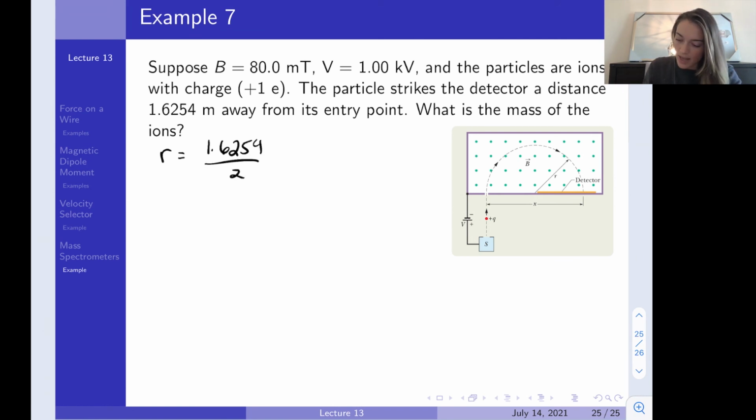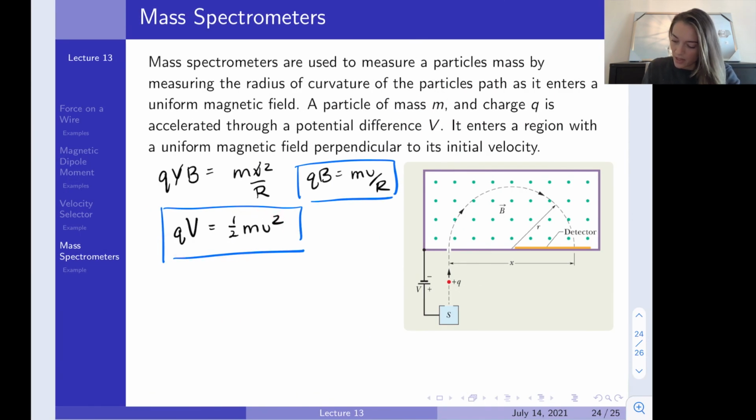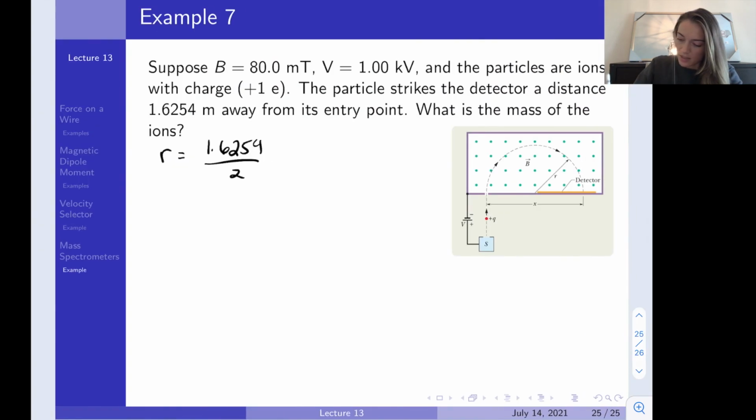So now let's look at our conservation of energy equation here. It's accelerated through some potential difference, and it has only kinetic energy when it gets here. So let's write its velocity in terms of these things. We have Q times potential difference V is equal to 1/2 m little v velocity squared. And then we also have QB is equal to mv over r from the circular motion part. So let's solve for the velocity, then plug this velocity into the energy equation, and then we can solve for the mass. You could do the algebra any way you want; this is just the way that I'm going to do it.